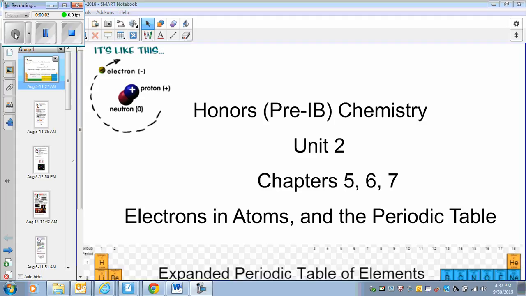Hi everyone. In this unit, we will learn about electrons, electronic arrangement, and how it is related to the properties of elements in the periodic table, and much more. So this unit will cover chapter 5, 6, and 7 of your book.